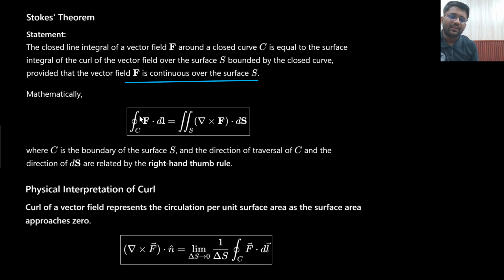This is the important line. This theory we already know. F dot dl will be equal to double integral del cross F dot ds. This we already know. Field F should be continuous over surface S. What is the meaning of this?